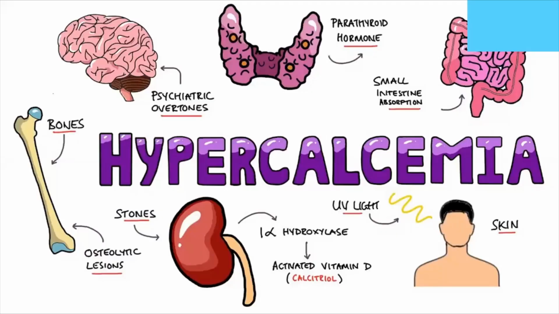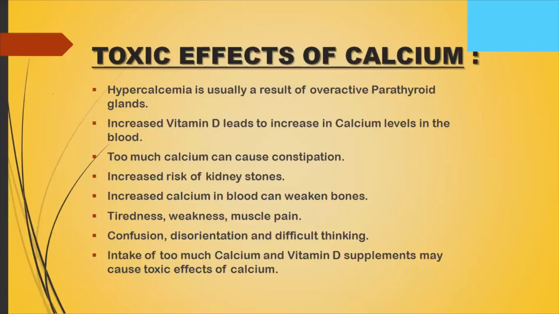When it is in excess, what happens? Too much calcium causes constipation and increased risk of kidney stones. Increased calcium in blood weakens bones. Usually calcium should be in the bones more than in the blood. If the calcium runs from bones to blood, what happens? The density decreases. It weakens the bones, leads to frequent fractures, osteoporosis.